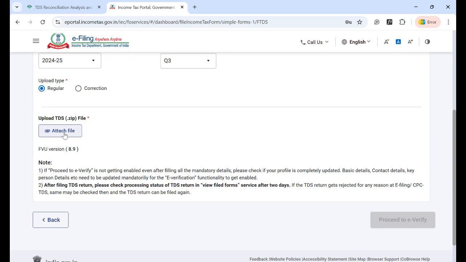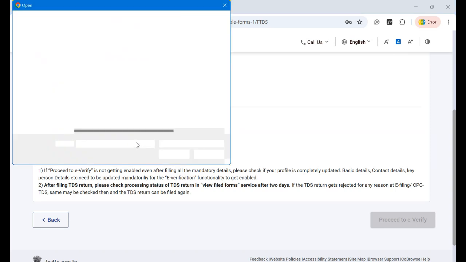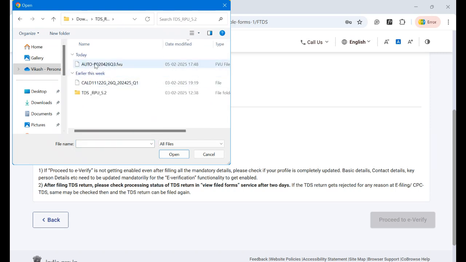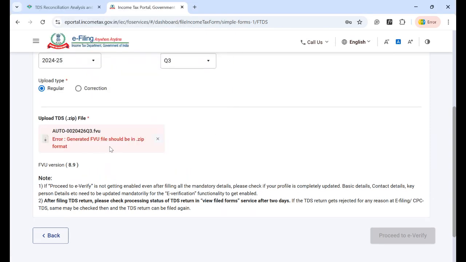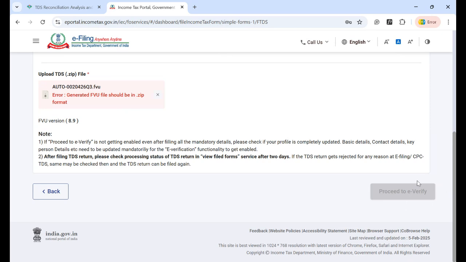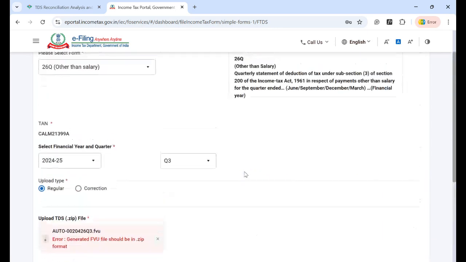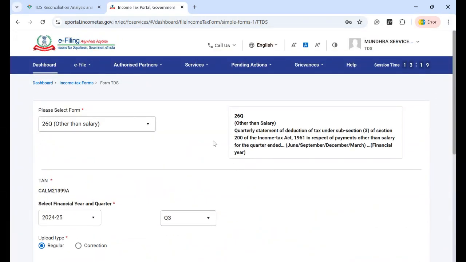After that, we will attach the FVU file. Click attach file. I have already generated an FVU file. This type of file is called an FVU file. We will select it. Obviously it is not supposed to be uploaded because it is for another person. Once it is attached properly, we are supposed to use Proceed to e-Verify. Once the Proceed to e-Verify button is clicked, options for verification will be available. It may be using OTP, that means an Aadhaar-based OTP would be sent to your Aadhaar-linked mobile number, or you may verify your return by using a digital signature, etc. After doing that, you will get a confirmation message, and it will count that the TDS return has been filed by you.